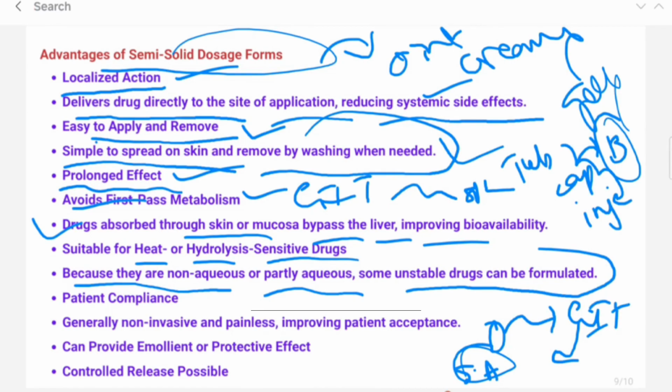Then easy patient compliance, meaning self-administration is possible. The patient can easily use these types of dosage forms. Then generally non-invasive, meaning there is no pain on the application of the ointment compared to injectables. Then it can provide an emollient and protective effect. Then controlled release is also possible.